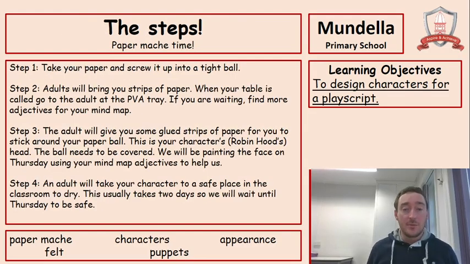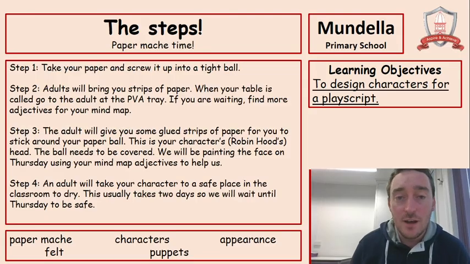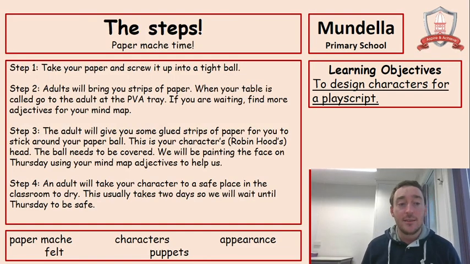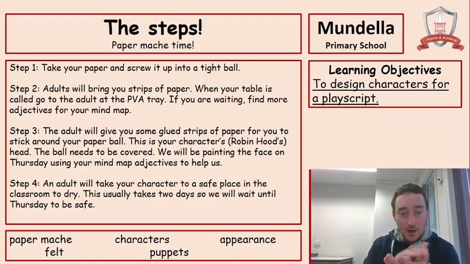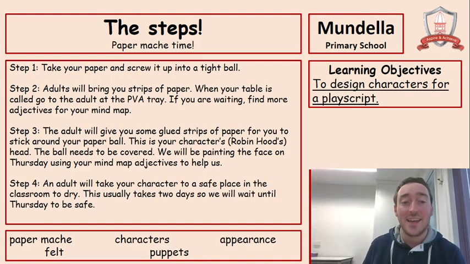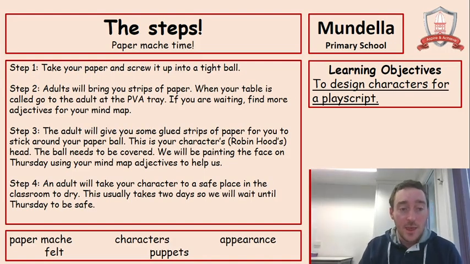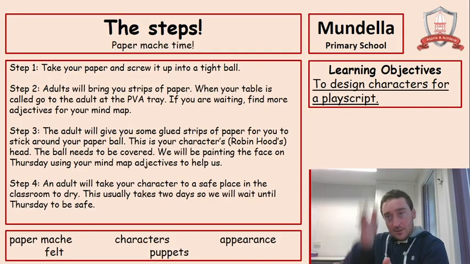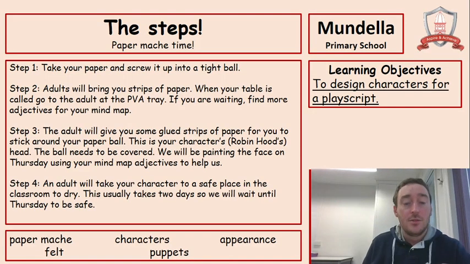So here are the steps that we're going to follow. Don't worry about reading them all now because we're going to talk about them one by one. So the first step is that you need to take your paper and screw it up into a tight ball. I know that you all know how to do that. Step 2, an adult will bring you strips of paper, or if you're at home, if you can cut your paper into thin strips.